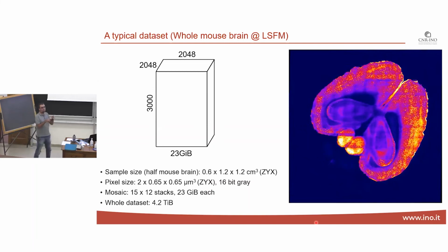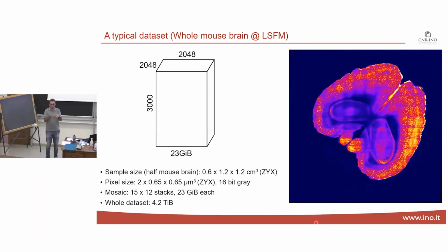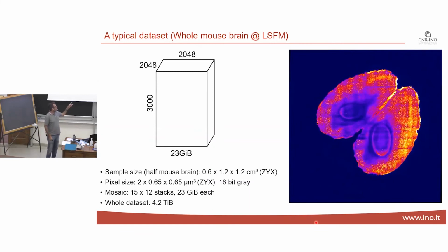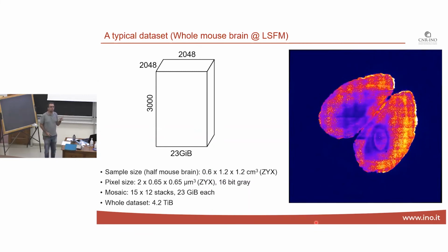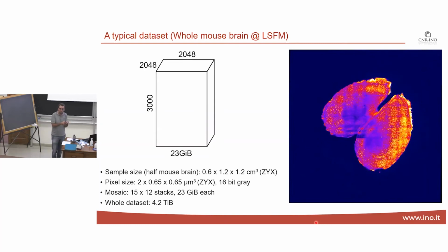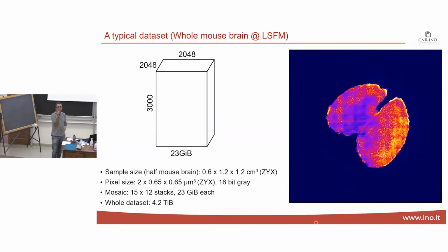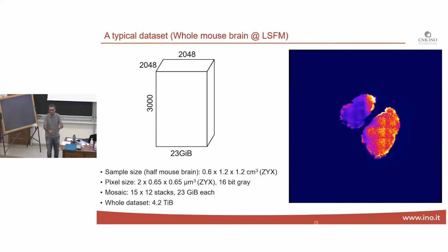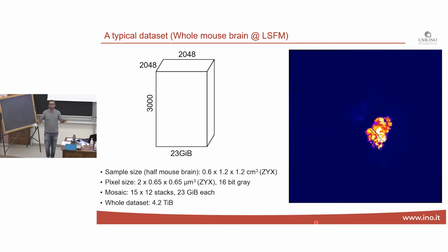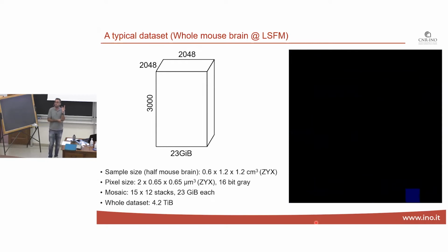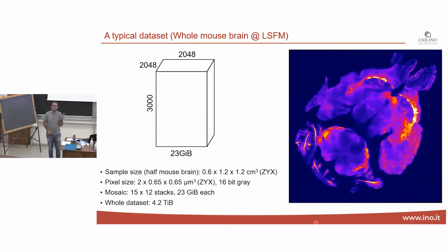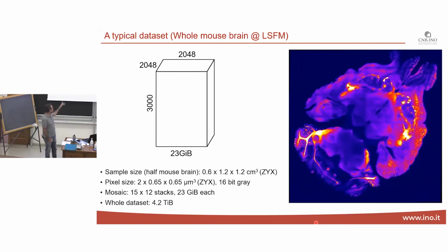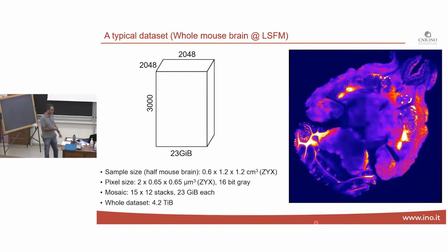So first of all, we have to fuse these stacks. There is an overlap between adjacent stacks. Otherwise, it would be impossible to create the whole tomography because, of course, the microscope has a limited field of view. So it just sees a small portion of the sample. Then we move the sample and acquire another stack. So everything has to be fused together in 3 dimensions, which is a challenge per se, but it's even more of a challenge if the data is 4 terabytes.